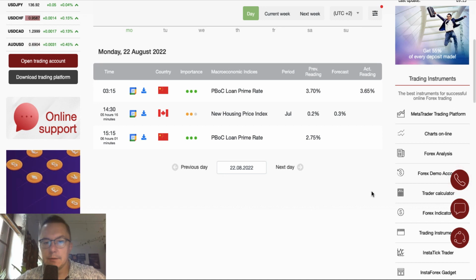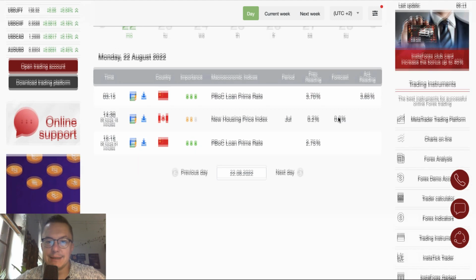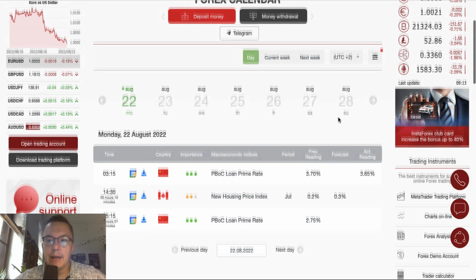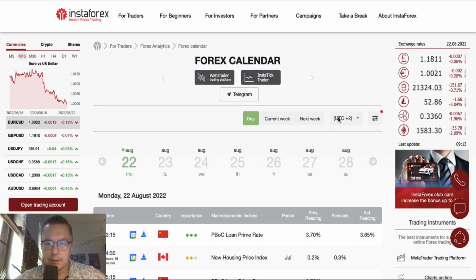As you can see, the Forex calendar is almost empty for the events that might influence the Forex market. We got the Chinese loan prime rate that had been cut from 3.70 to 3.75, and at 2:30 we got the new housing price index from Canada that should increase from 0.2% to 0.3%, and that's about it. So it looks like we have a non-event day. However, we can still take a look at the technical charts at the various time frames.